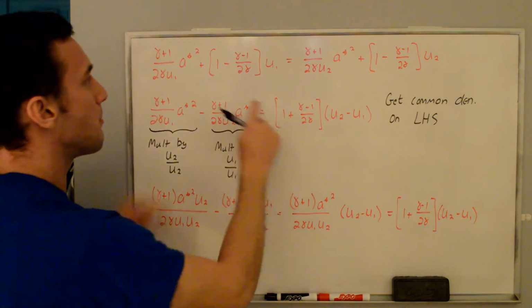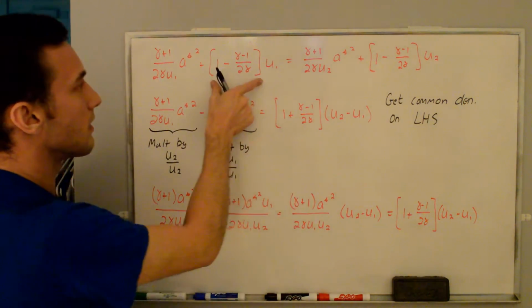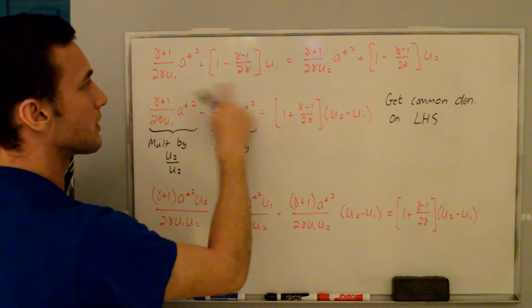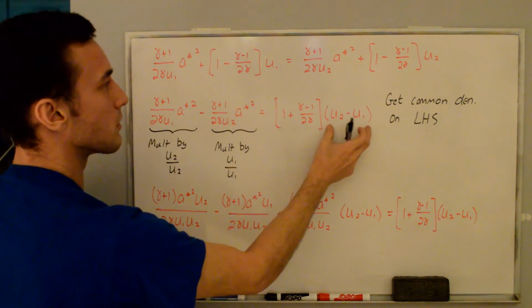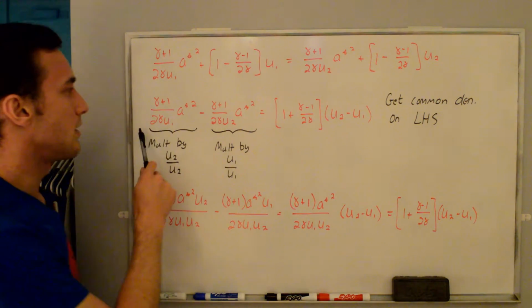And then on the right-hand side you'll note that both of these terms here are the same, which means we can just take that term here and then we have the u2. We subtracted this from both sides, we have u2 minus u1, and that's what this is here. And so what we want is to get a common denominator on the left-hand side of the equation, that's this side.